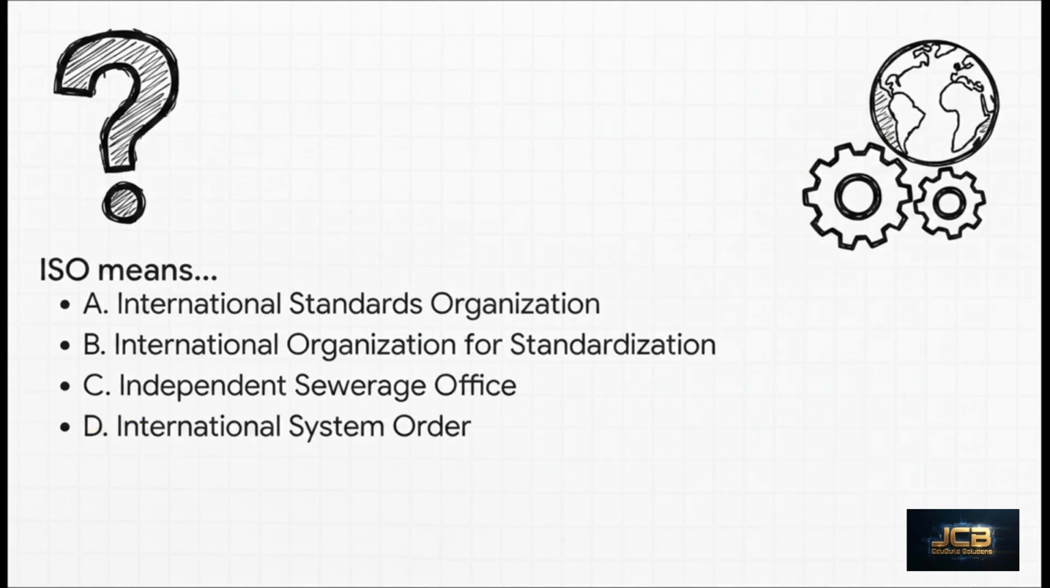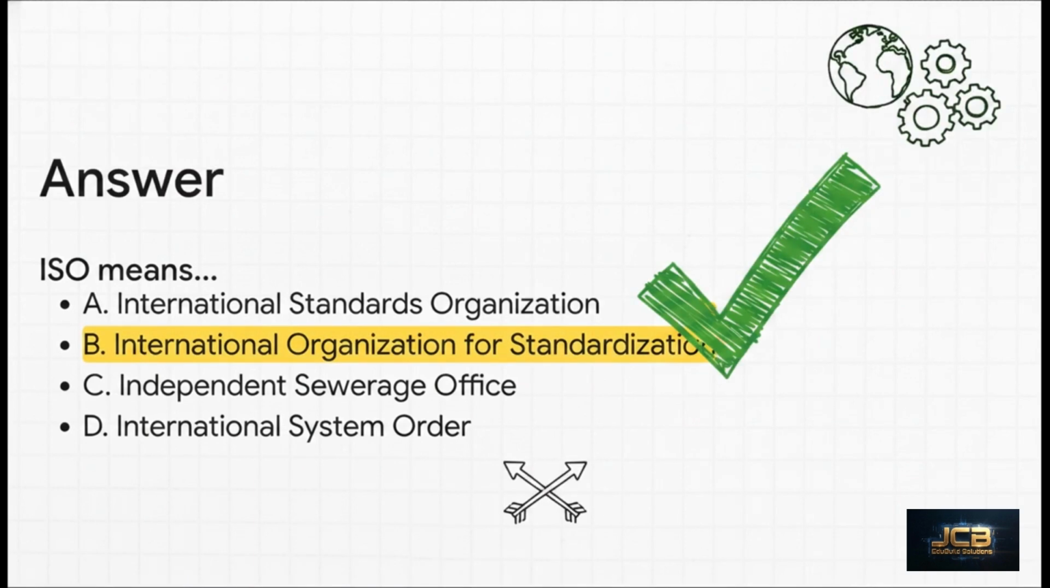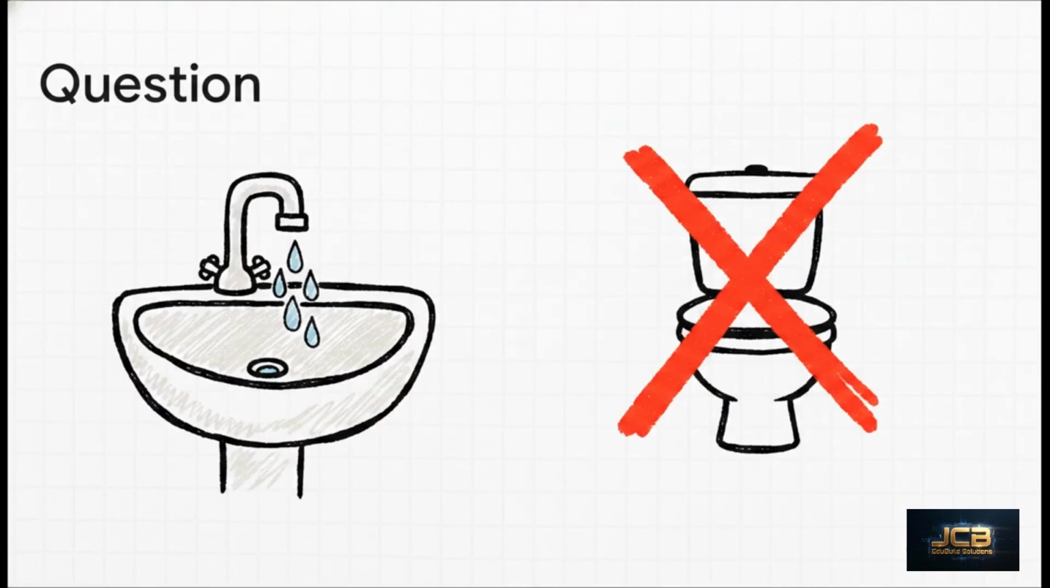What does ISO stand for? Is it A, International Standards Organization, B, International Organization for Standardization, C, Independent Sewerage Office, or D, International System Order? And the answer is B, International Organization for Standardization. You know, this is a classic trick question because of the word order. It's so easy to mix up. Just remember, in the full name, organization comes before standardization, even though the acronym flips it to ISO. Got it? Okay, here's the next one.